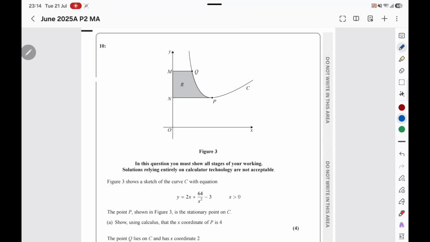Question 10, a calculus question which includes differentiation and integration. Figure 3 shows a sketch of the curve C with equation y equals 2x plus 64 over x squared minus 3. Point P is a stationary point on the curve. Show using calculus that the x-coordinate of P is 4.